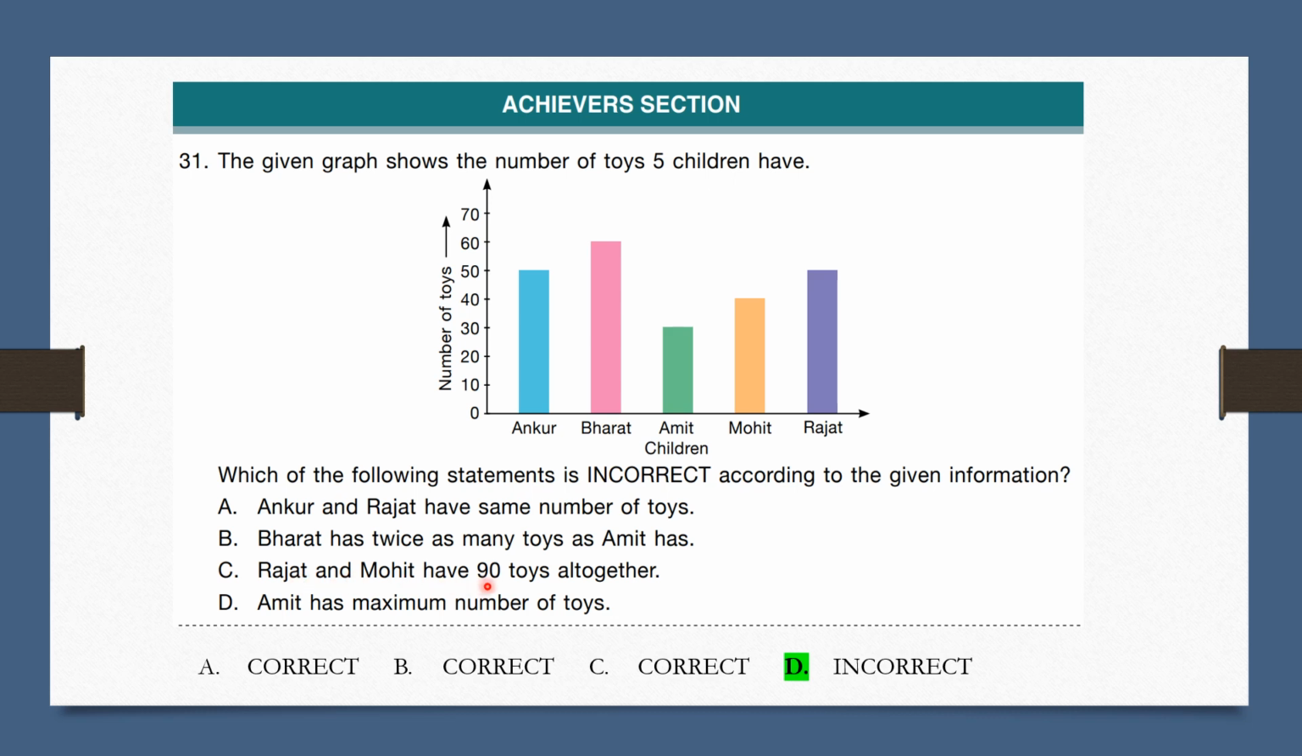Rajat and Mohit have 90 toys altogether. So how many does Rajat have? He has 50 and Mohit has 40. So 50 plus 40 is 90. This is also correct. Amit has the maximum number of toys. So who has the maximum number of toys? It is Bharat, not Amit. So this statement is incorrect. So our answer is option D.